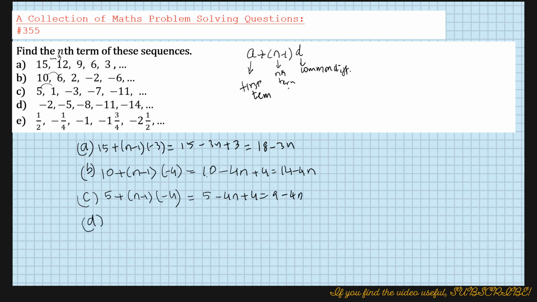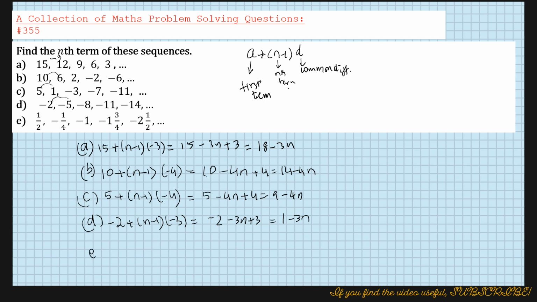Part D, here the first term is minus 2 plus n minus 1 times the difference, minus 5 minus minus 2, so it is actually minus 5 plus 2, so it is minus 3. That's the difference between the terms, so that would equal minus 2 minus 3n plus 3, and that would equal 3 minus 2 is 1 minus 3n, and that would be the nth term.